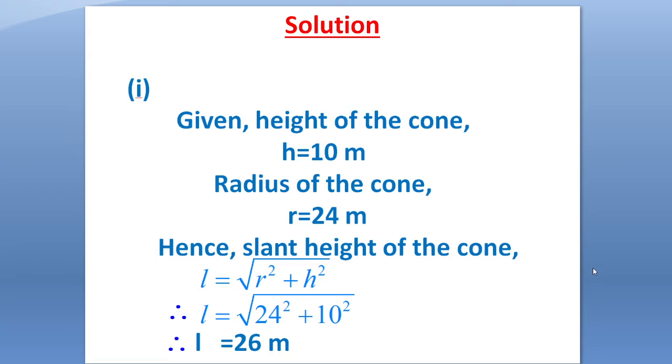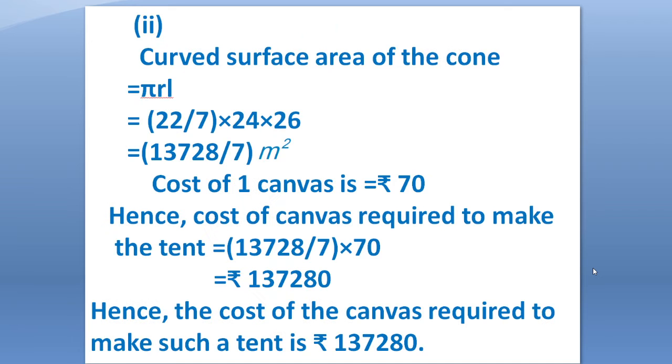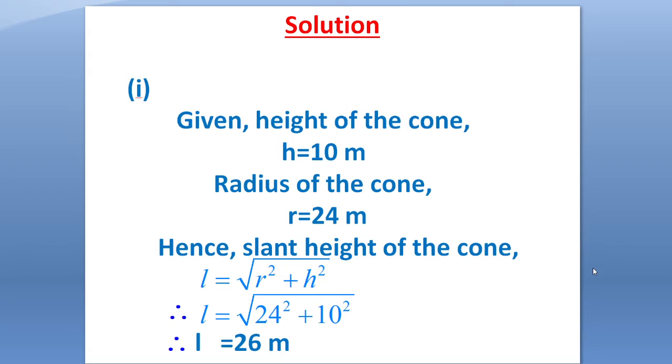Hence slant height of the cone l is equal to under root r square plus h square. Therefore l is equal to under root 24 square plus 10 square. So therefore l is equal to 26 meter. So this is the answer of our first question: find the slant height of the cone.